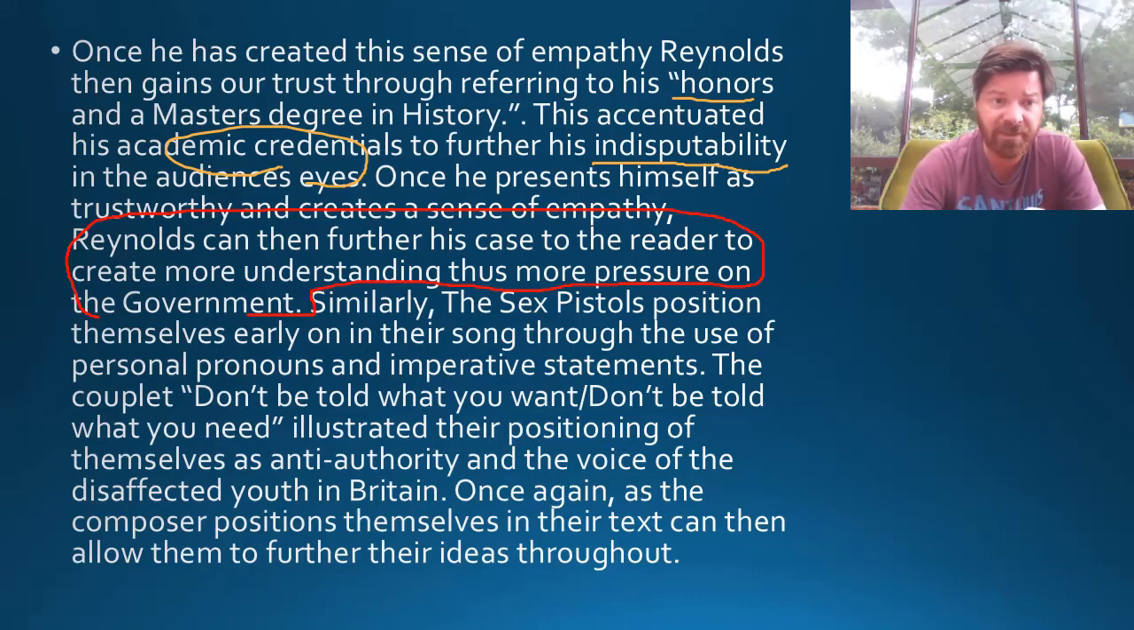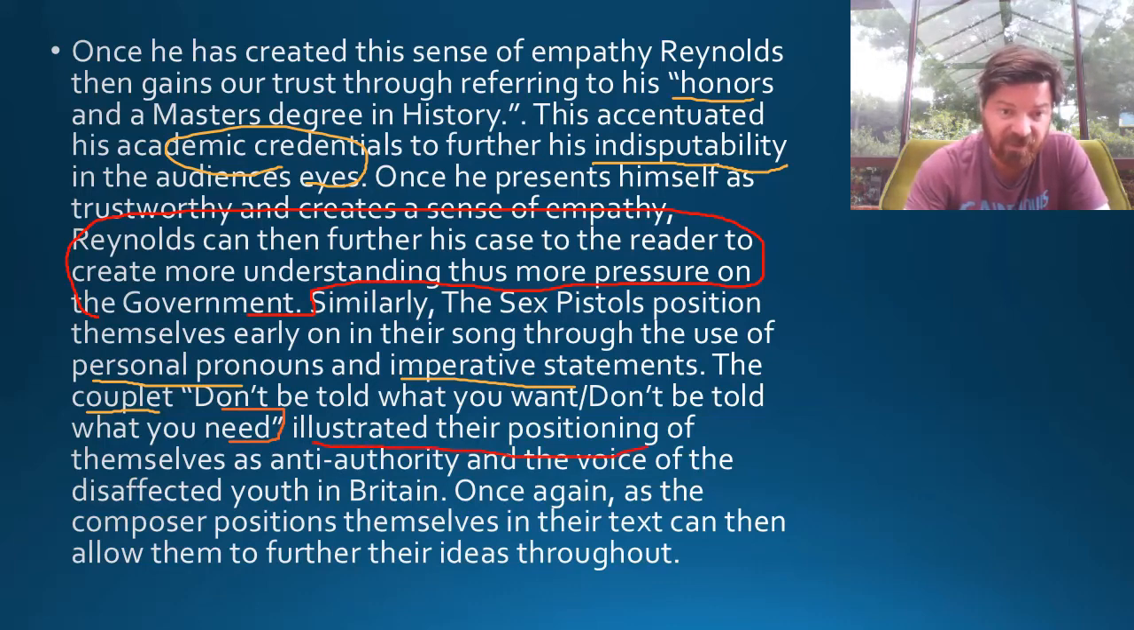So, similarly, the Sex Pistols position themselves early on in their song through the use of personal pronouns and imperative statements. The couplet, "Don't be told what you want, don't be told what you need," illustrates their positioning of themselves as anti-authority and the voice of the disaffected youth of Britain. So once again, we've got personal pronouns, imperative statements, and we've even mentioned a couplet. There are our techniques, we've got our quote here, and then the fancy thing is why they've done that: it illustrates their positioning of themselves.